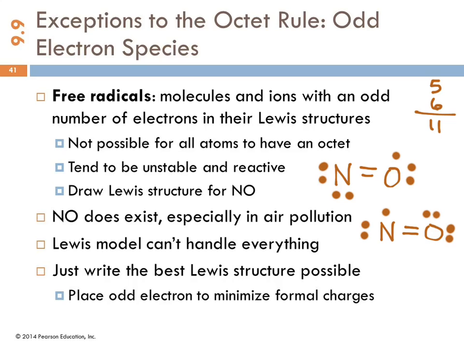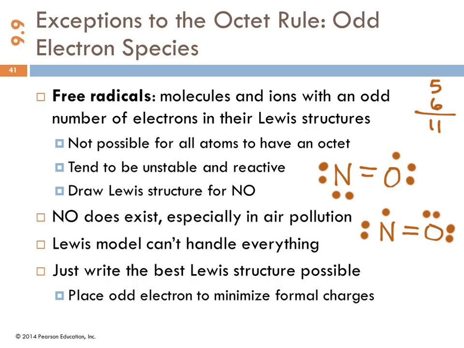Well, how do we choose between those? We can't draw a Lewis structure that fulfills the octet rule. It's just not possible. And this is one of the limitations of the Lewis model. It can't deal with everything. Nitrogen monoxide does exist. It's in air pollution. It's reactive, and it's not a good thing to have in your air, but it exists. So what do we do? Well, we just make the best of a bad situation. We just draw the best Lewis structure we can.